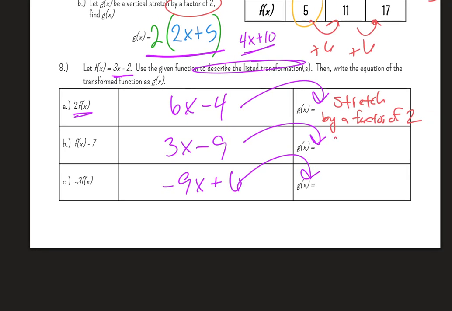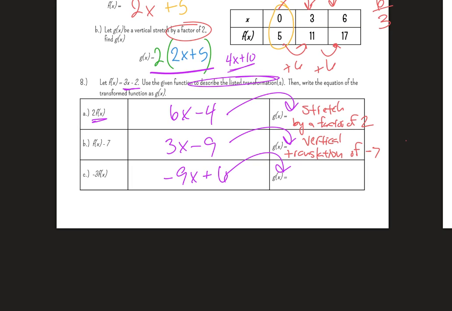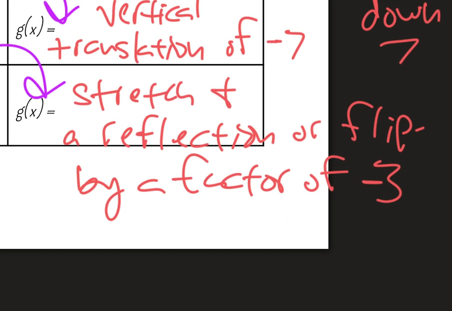This one is a vertical translation. I'll start using translation now that I've reminded myself to do so. Translation of negative 7. Or you could also just say down 7. I mean, that works. And then this is also a stretch and a reflection, or flip. If you say flip, you're good, by a factor of 3. I'm going to say negative 3, because even though this part, that reflection, kind of implies that it's negative, let's just go ahead and tell the world, hey, it was negative 3.